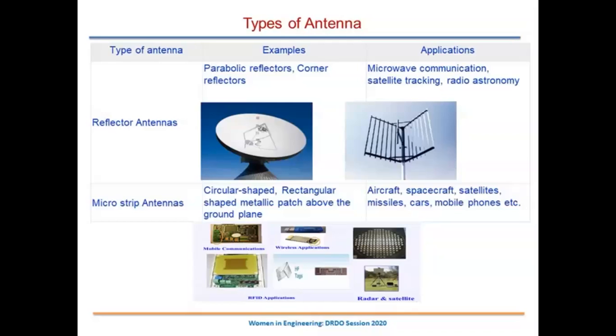It is also called a printed antenna because it is manufactured using the photolithographic technique, which is generally used in PCB manufacturing. That is why it is called microstrip antennas, and we can see these antennas have almost entered all fields of application, such as aircraft, spacecraft, satellites, missiles, cars, mobile phones, everywhere. Even though it's not visible in your mobile, that is the one which is inside your handset every time.